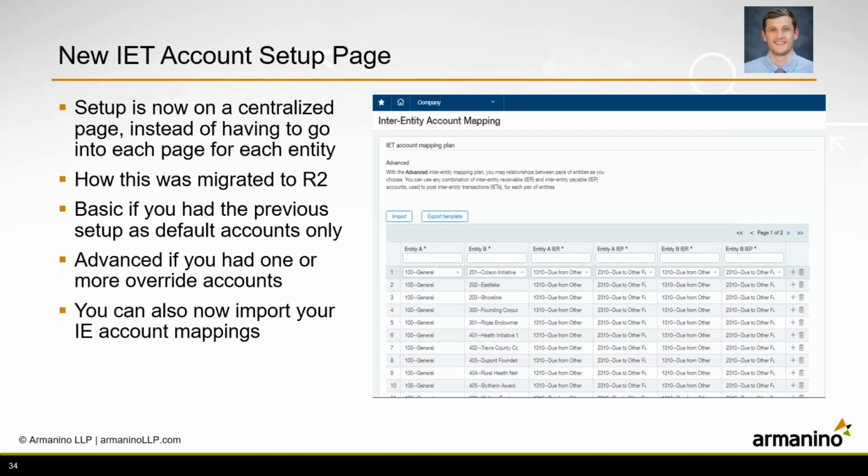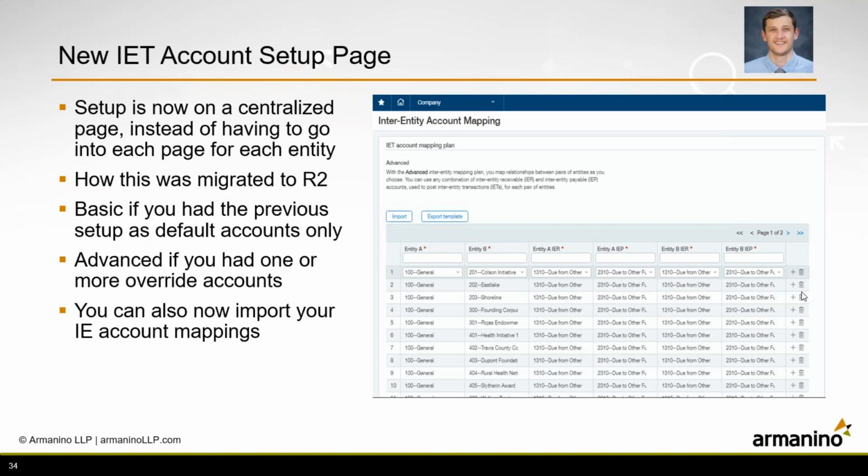On the flip side of that, with the advanced setup, relationships are going to be mapped between pairs of entities specifically. This is really going to allow for a lot greater detail in being able to track who owes whom, and to settle balances between each entity pairing individually if that is needed. You're also going to be able to use any combination of receivable and payable accounts, based on the accounts you defined in your previous IET setup. So just a few things to note there.